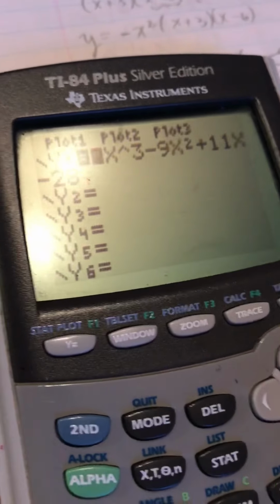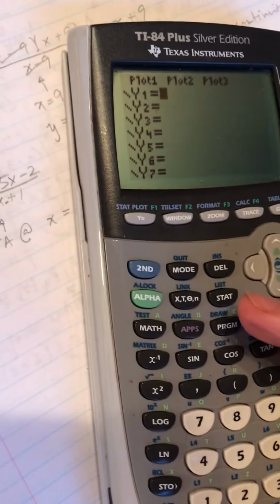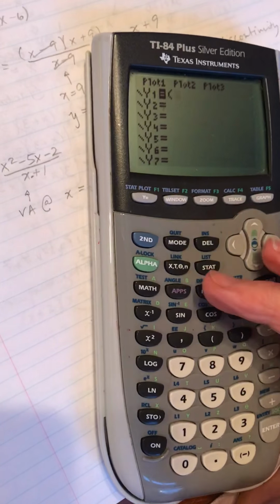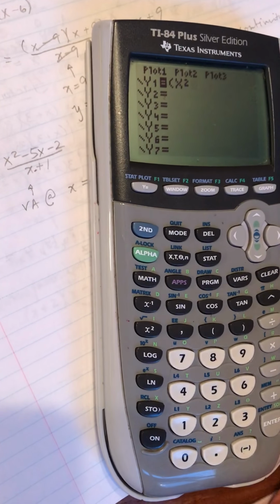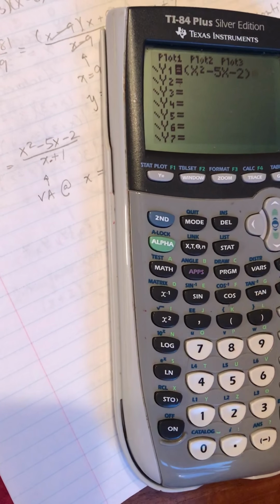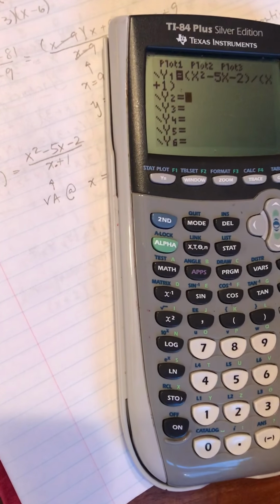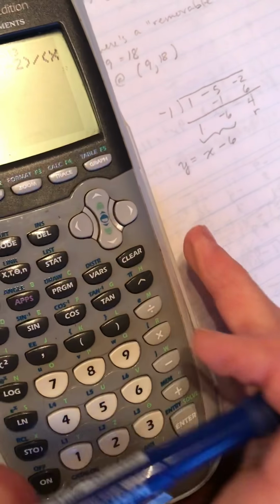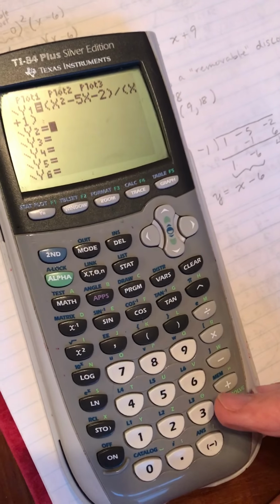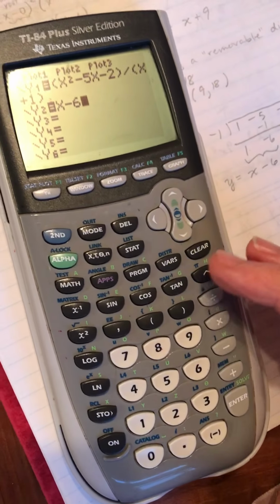In fact, it's probably worthwhile to look at this one on the calculator. If you graph, let me clear this out. This one, remember for rational equations, to type them in, you've got to put the numerator and denominator in parentheses. So x squared minus 5x minus 2 goes in parentheses, divided by the quantity x plus 1. And let me graph that oblique asymptote that we found too. y equals x minus 6 as y2. And you'll see that it gets closer and closer to that.